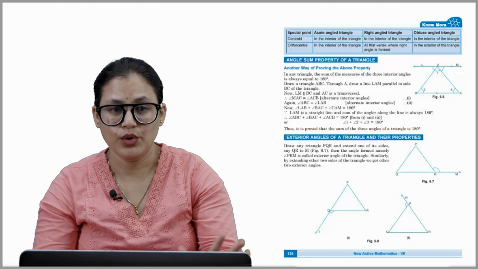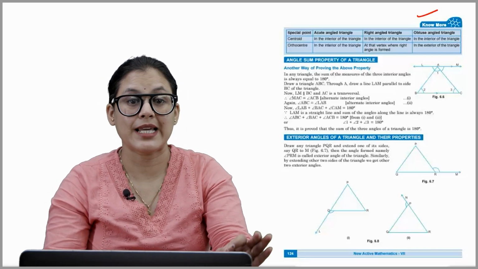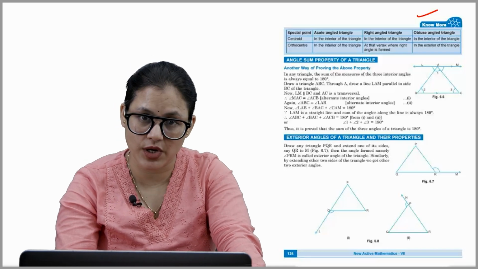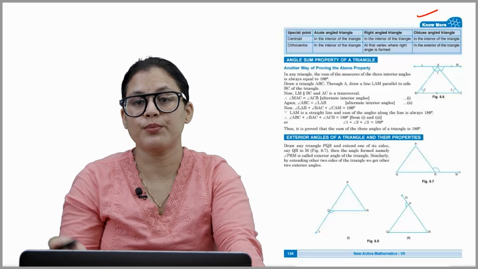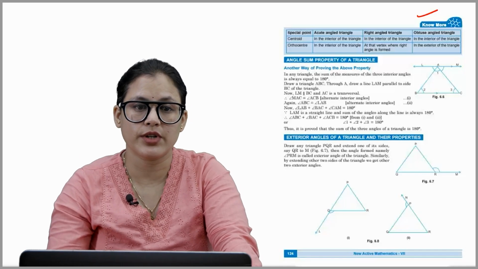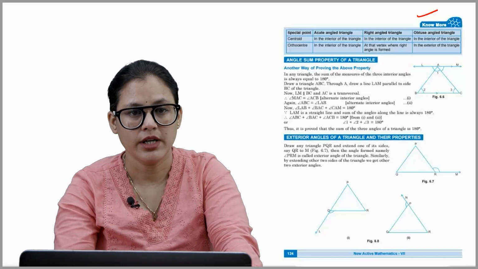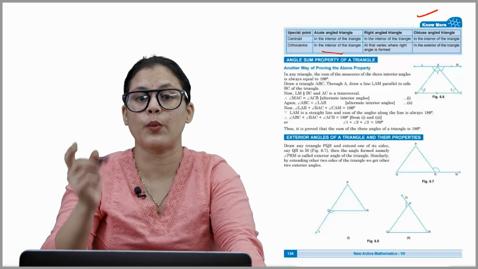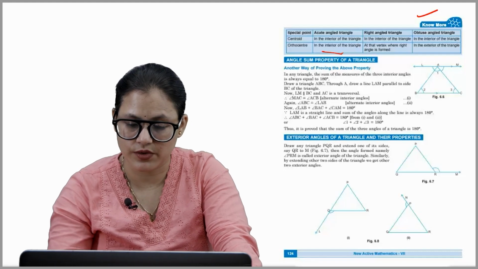Next, special point. Centroid: in an acute angle triangle, in the interior of the triangle; in a right angle triangle, in the interior of the triangle; and in an obtuse angle triangle, in the interior of the triangle. And orthocenter: in an acute angle triangle, in the interior of the triangle; in a right angle triangle, at the vertex where the right angle is formed; and in an obtuse angle triangle, in the exterior of the triangle.